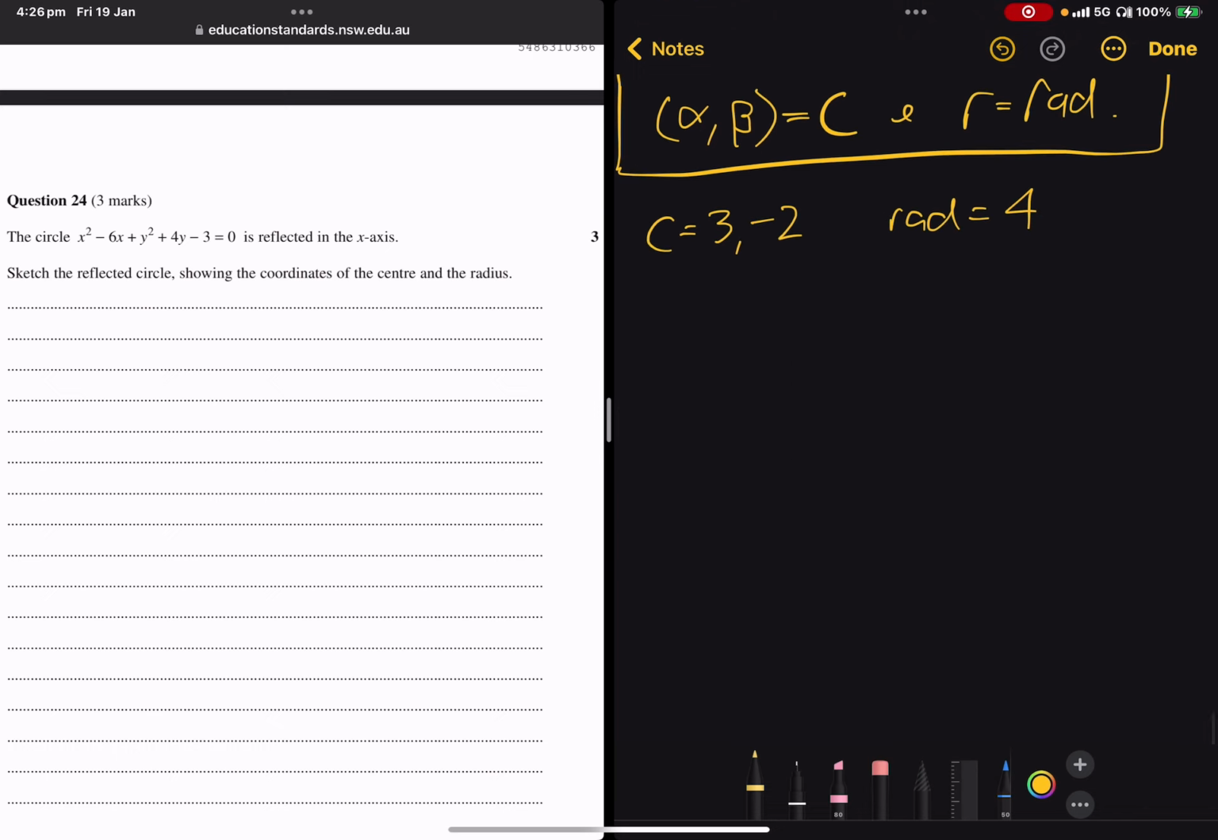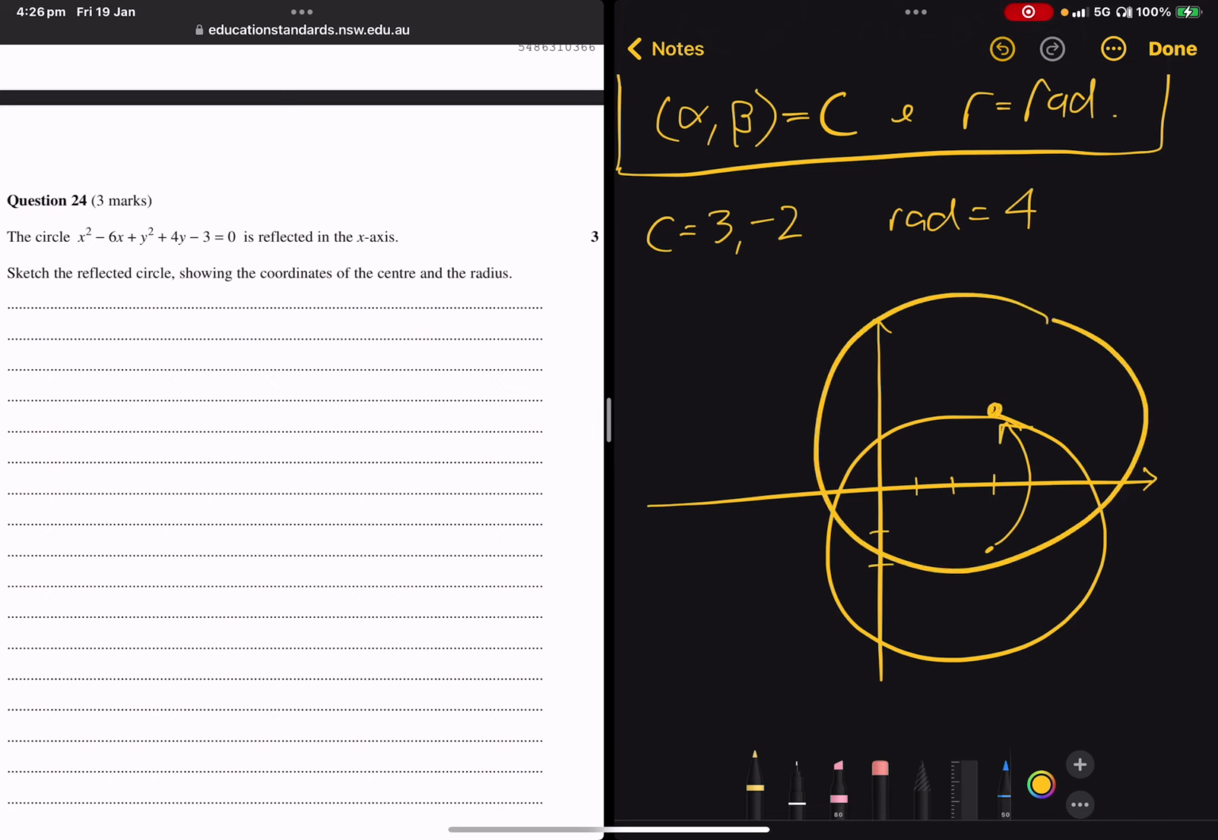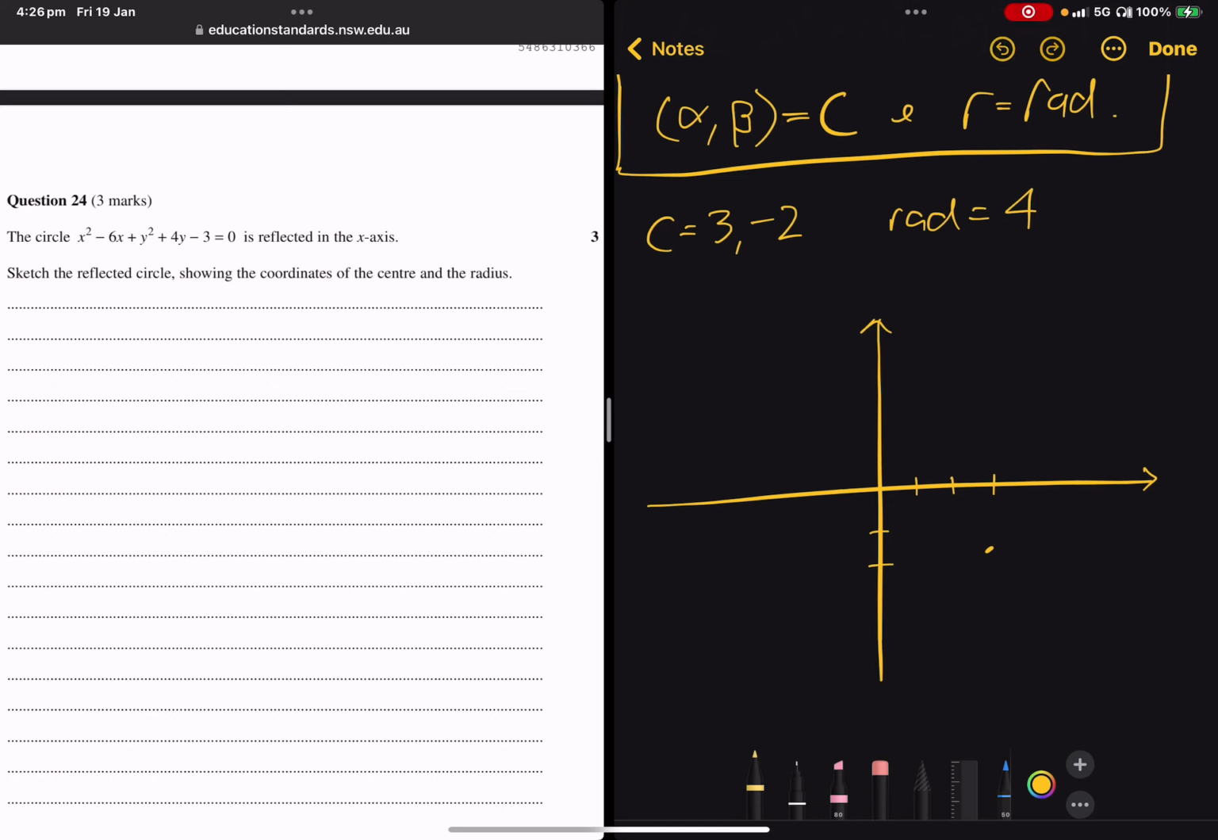So if we draw a graph like this, the center of the first circle will be at 3, minus 2: 1, 2, 3, 1, 2. That's down here, radius 4. It'll look something like this. If we reflect it in the x-axis, the center is going to move up here to 3, plus 2. And it's going to look like this. So, because I'm on the iPad, I can just get rid of this first circle and just draw the reflected version.